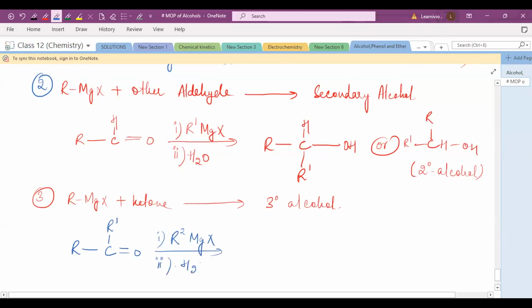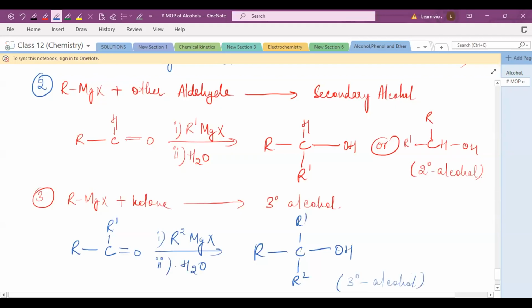Second step, water. Again the same thing. Break this bond. So R dash as it is, OH over here and this R. This is your R2. Right. So what is this? This is your tertiary alcohol.